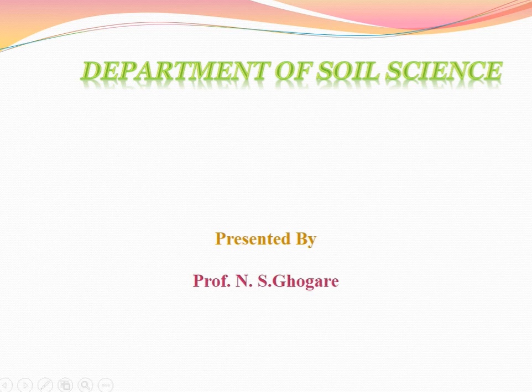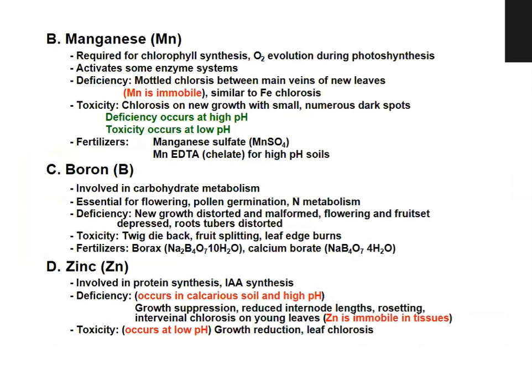Today we study the role and deficiency and toxicity symptoms of manganese. What is the role of manganese? It is required for chlorophyll synthesis, and for photoevolution during photosynthesis. It is an activator of some enzymes.